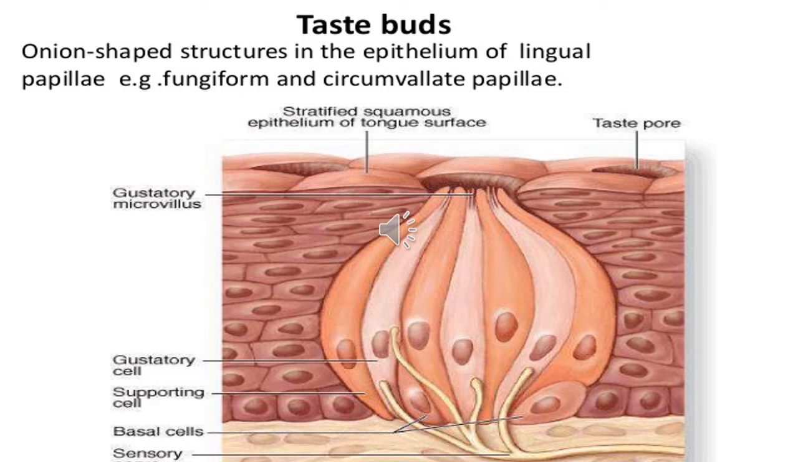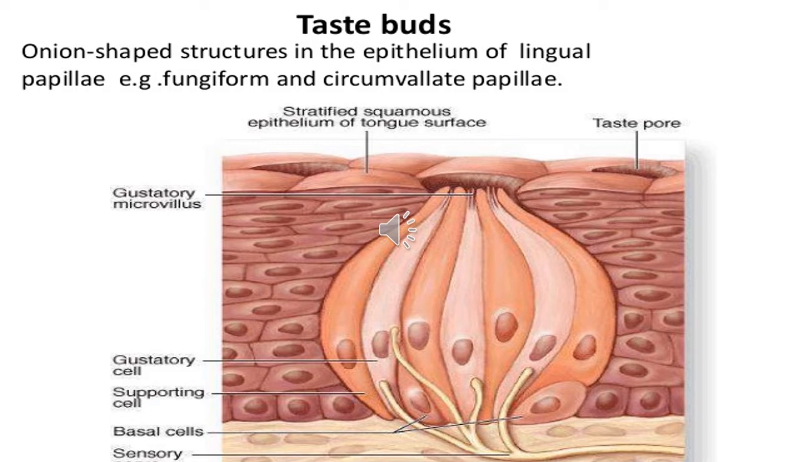So, you will have to draw this diagram also. It is showing above the stratified squamous epithelium of the tongue. Then there is the opening which is called the taste pore, and it has gustatory microvilli in it. Then the taste bud is composed of 50 to 90 cells, which are of two types: the darker ones extending from the basal lamina to the opening of the taste pore are the supporting cells.